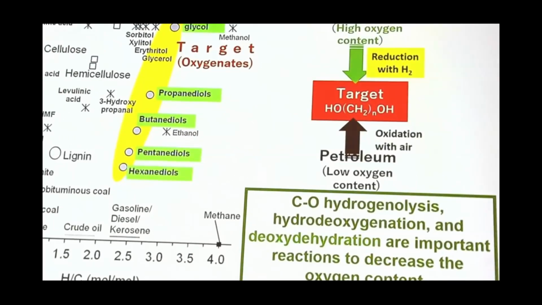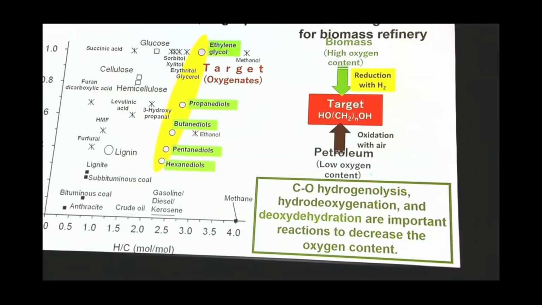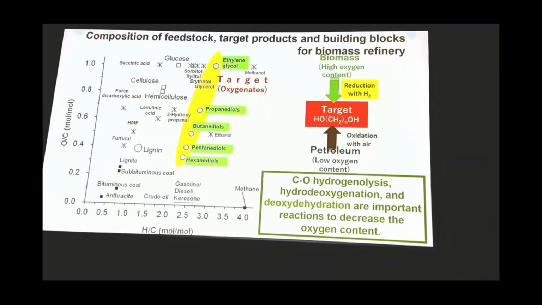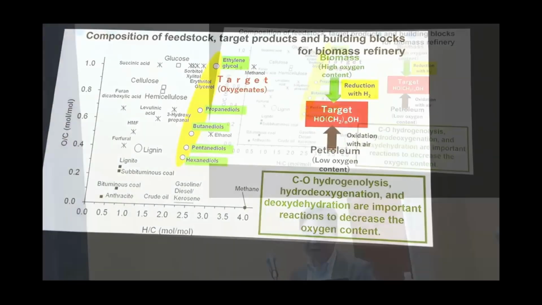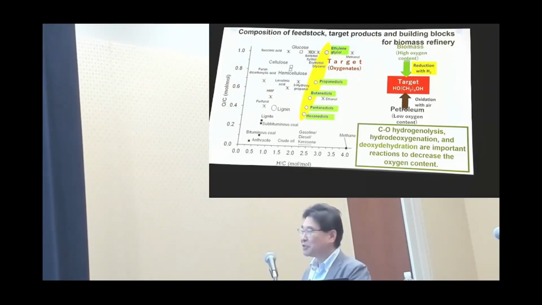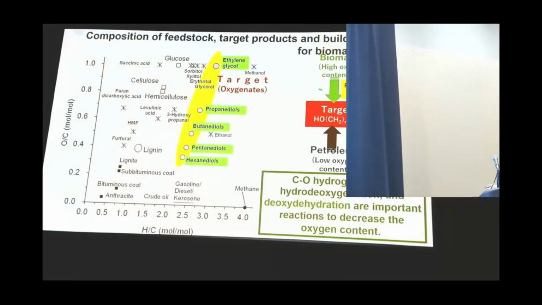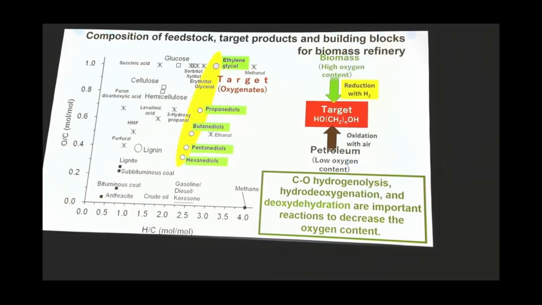For the production of the diols, if petroleum is used, because of the low oxygen content, the target products can be produced by oxidation with air or hydration. The oxygen insertion is very important for making the target products. On the other hand, biomass has a very high oxygen content. Therefore, the reduction is more important, and a reasonable reductant is needed. One reasonable reductant is hydrogen.